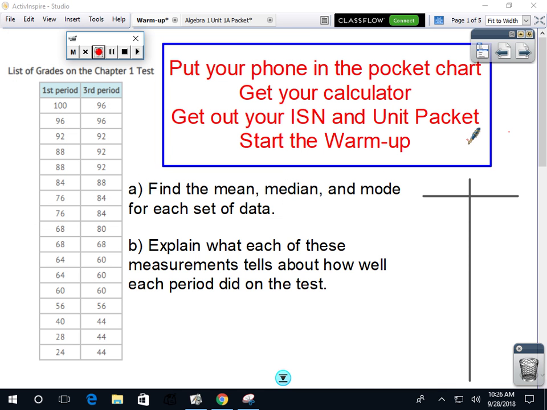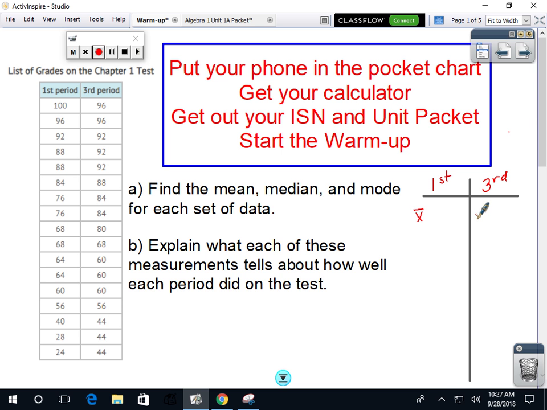Okay, the directions say find the mean, median, and mode for each set of data. Now, you could just do this by hand. To find the mean, don't you just add up all the numbers and divide by how many there are? So you would need to add up all of first period's numbers, divide by 17, because there's 17 of them, and that would give you the mean for first period.